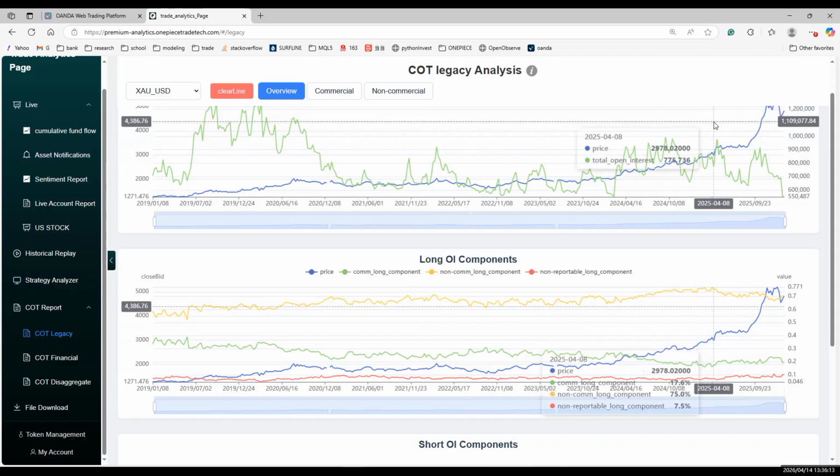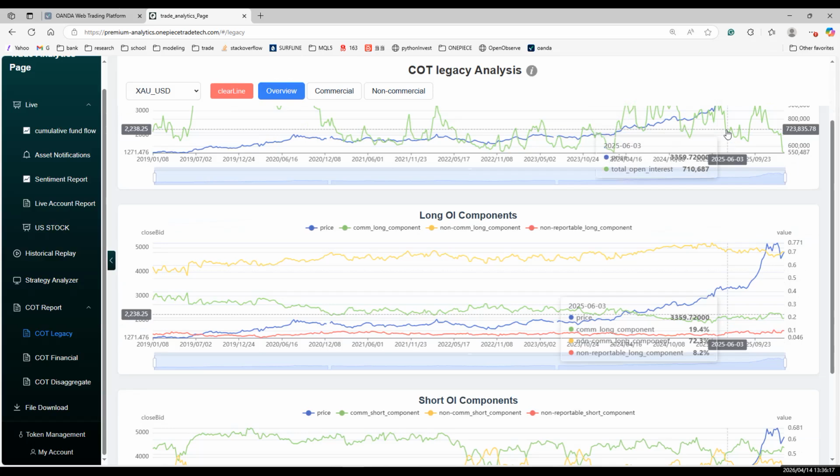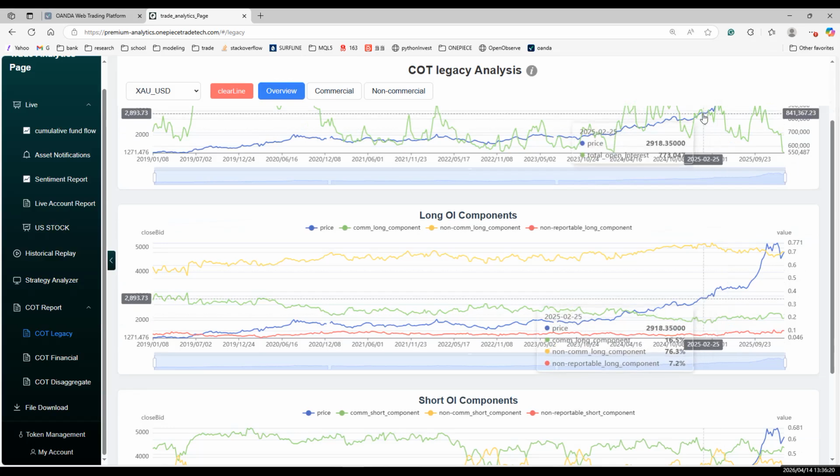Now I'll go straight to the report data analysis. Today we'll look at gold, which is the superstar of 2025.